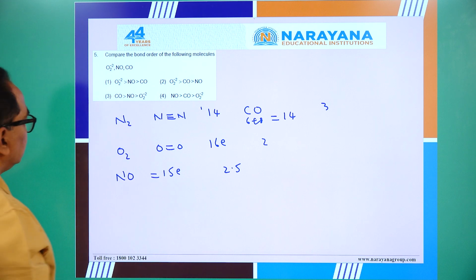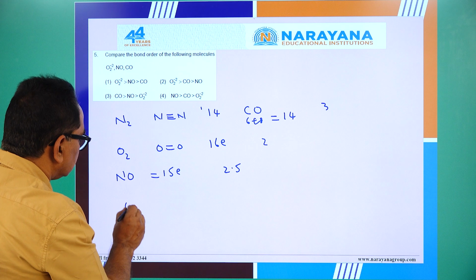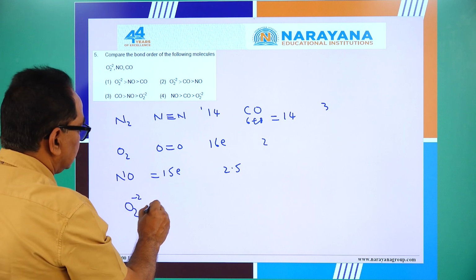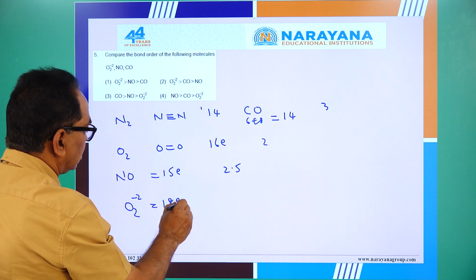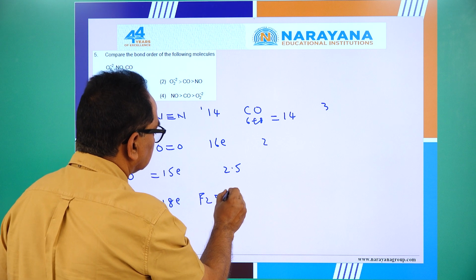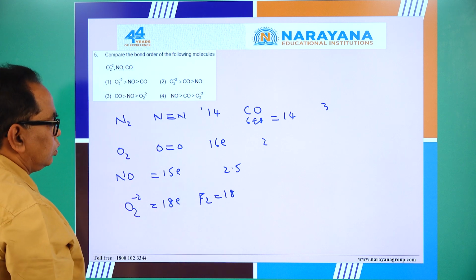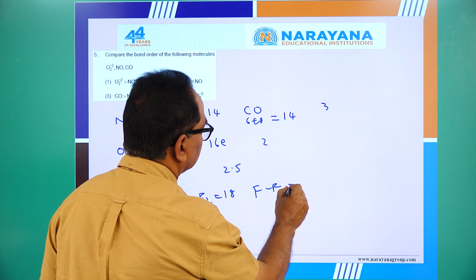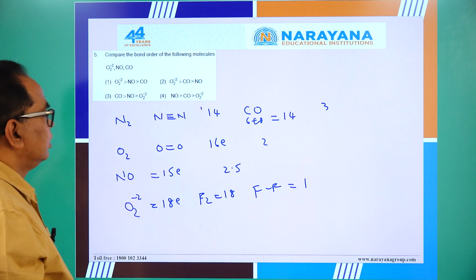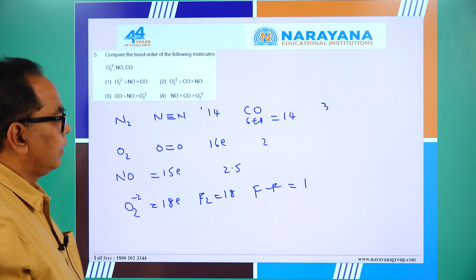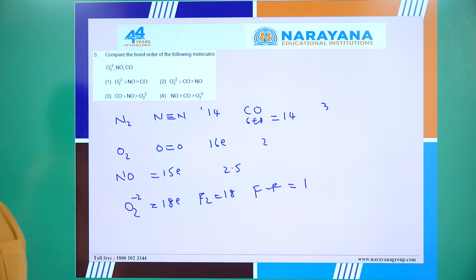And O2 minus 2 has totally 18 electrons. F2 is also having 18 electrons. So we know that the bond order in F2 is 1. So in this way you can solve this question without knowing the molecular orbital theory also.